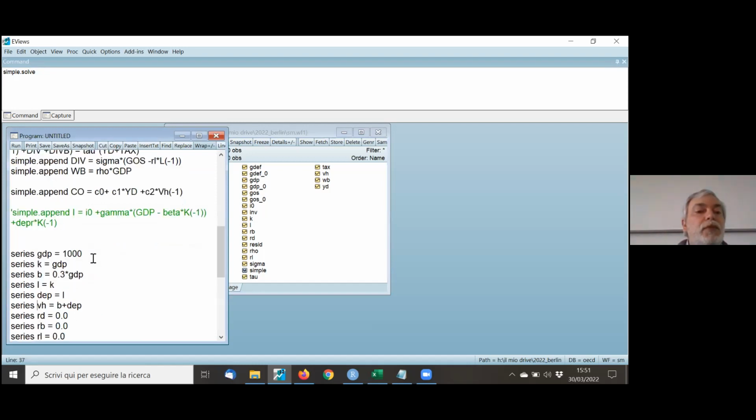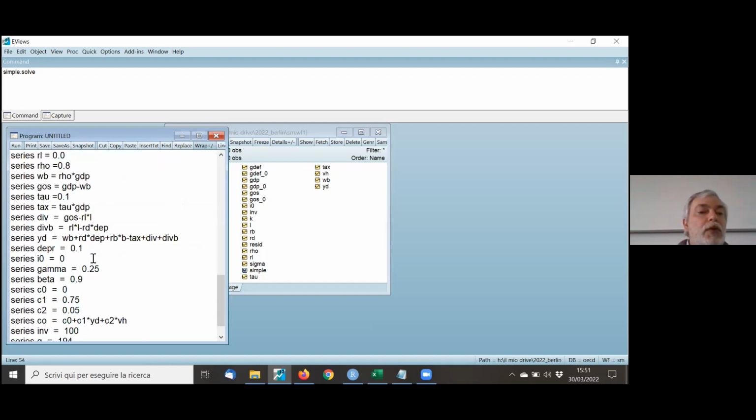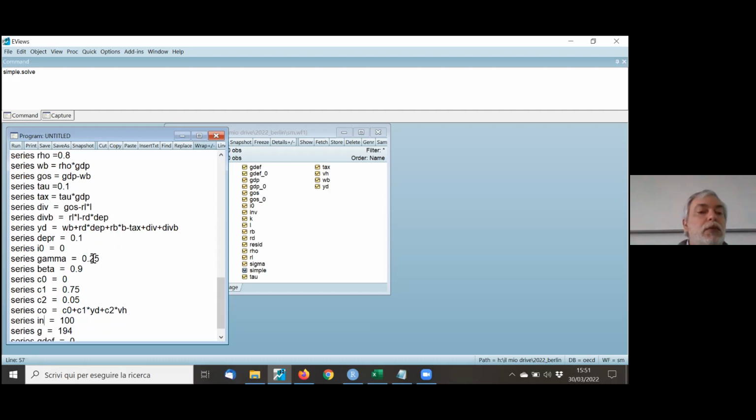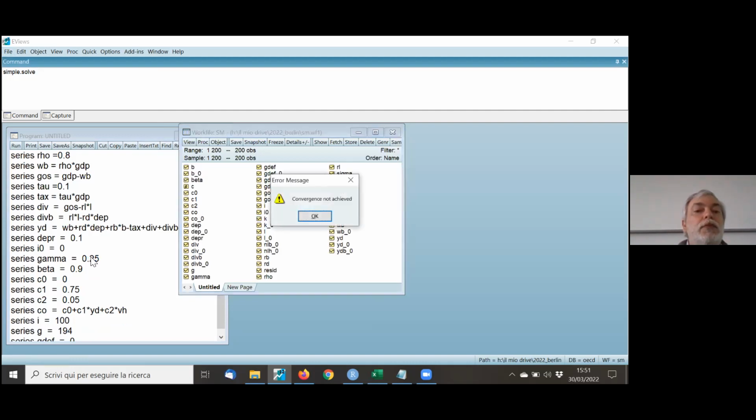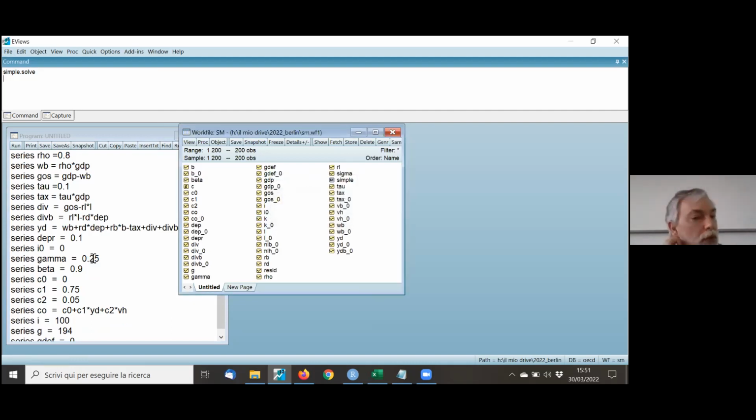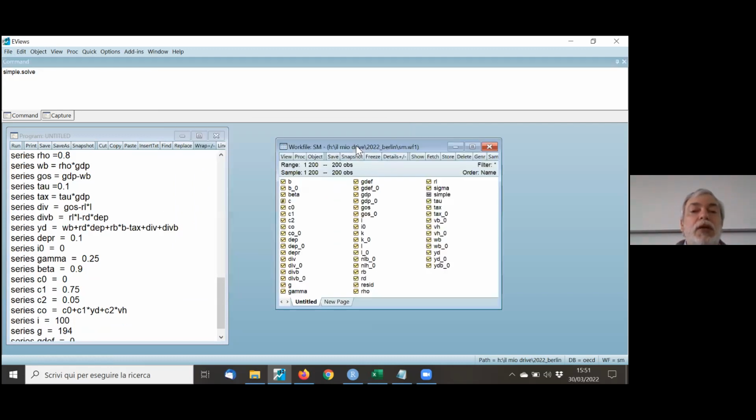Yeah, even if I take out the investment equation, there is no convergence. So I must have made something stupid in closing the accounting.